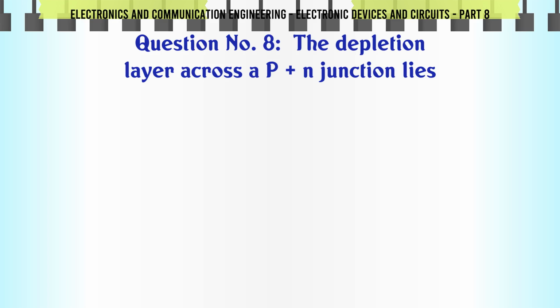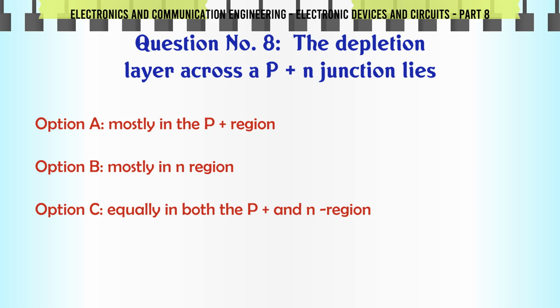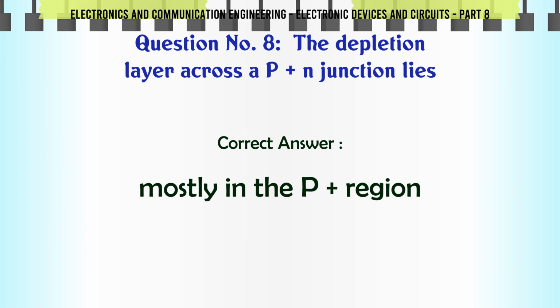The depletion layer across a P-N junction lies A. Mostly in the P region. B. Mostly in N region. C. Equally in both the P and N region. D. Entirely in the P region. The correct answer is mostly in the P region.